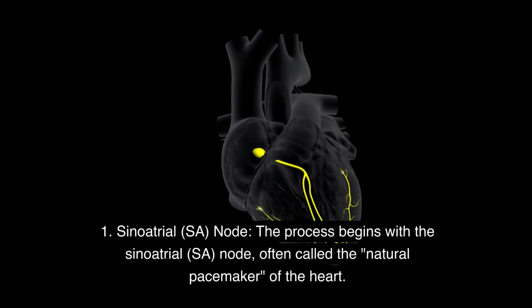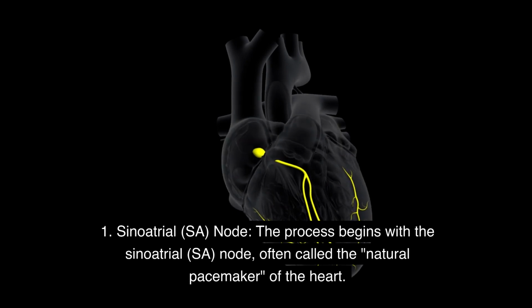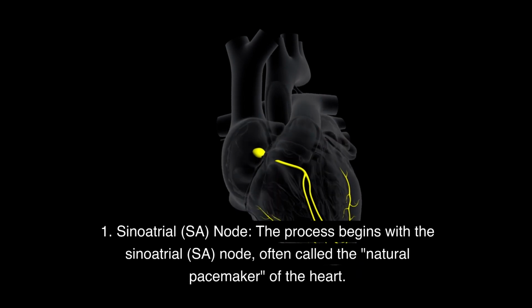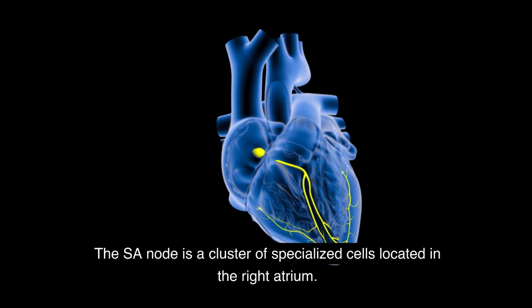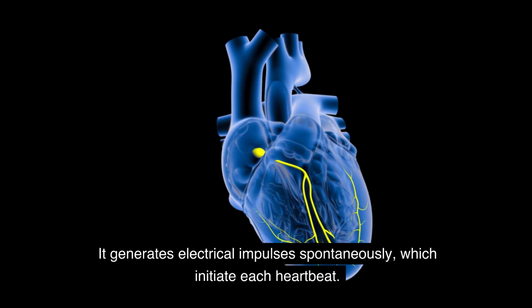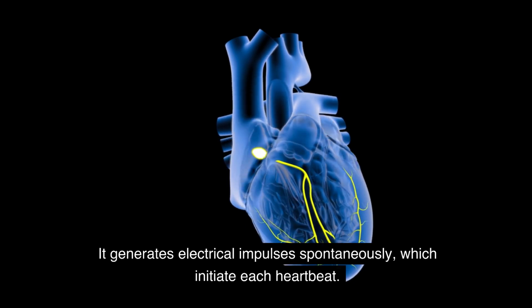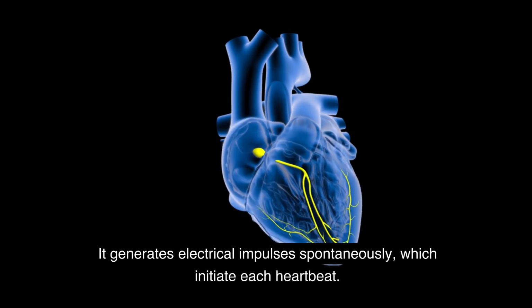1. Sinoatrial (SA) node. The process begins with the sinoatrial SA node, often called the natural pacemaker of the heart. The SA node is a cluster of specialized cells located in the right atrium. It generates electrical impulses spontaneously, which initiate each heartbeat.